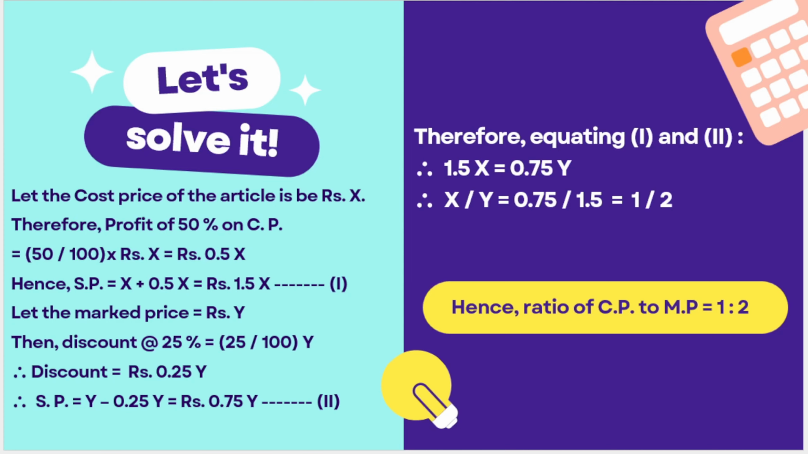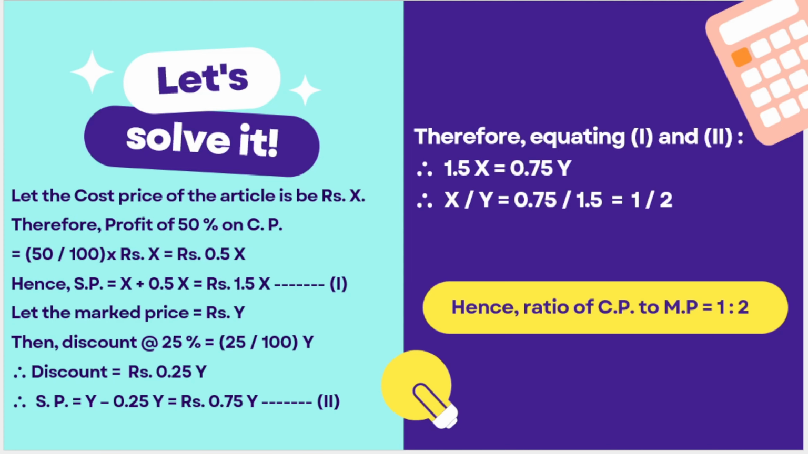Then, the discount at the rate of 25% can be calculated as equal to 25 divided by 100 into marked price y, which comes to rupees 0.25 times y. Therefore, selling price can also be written in terms of marked price as equal to y minus 0.25y, which comes to rupees 0.75y. Let us write it as equation number 2.